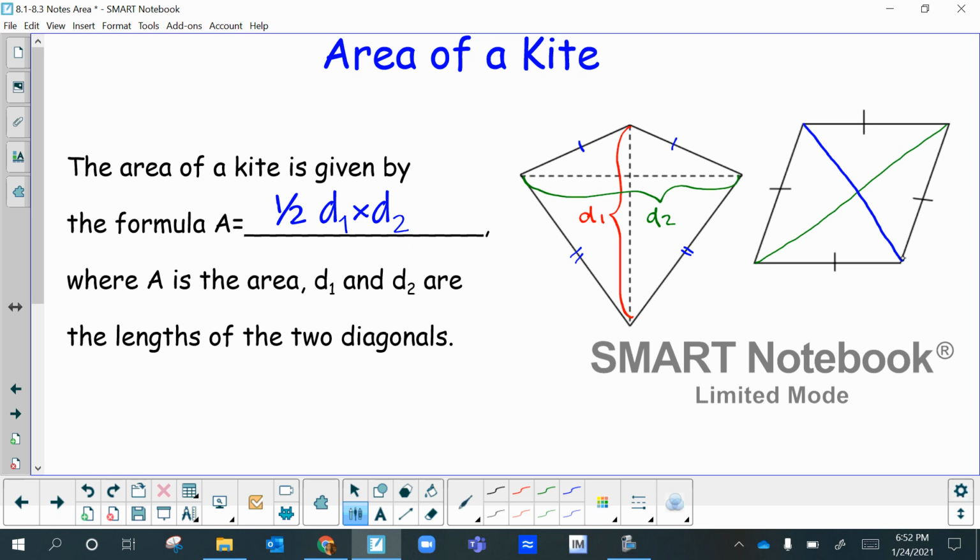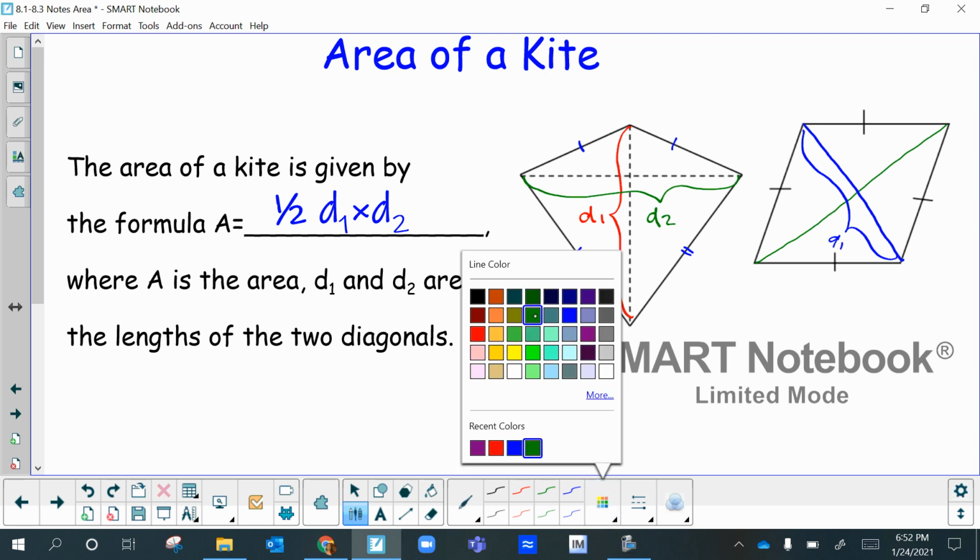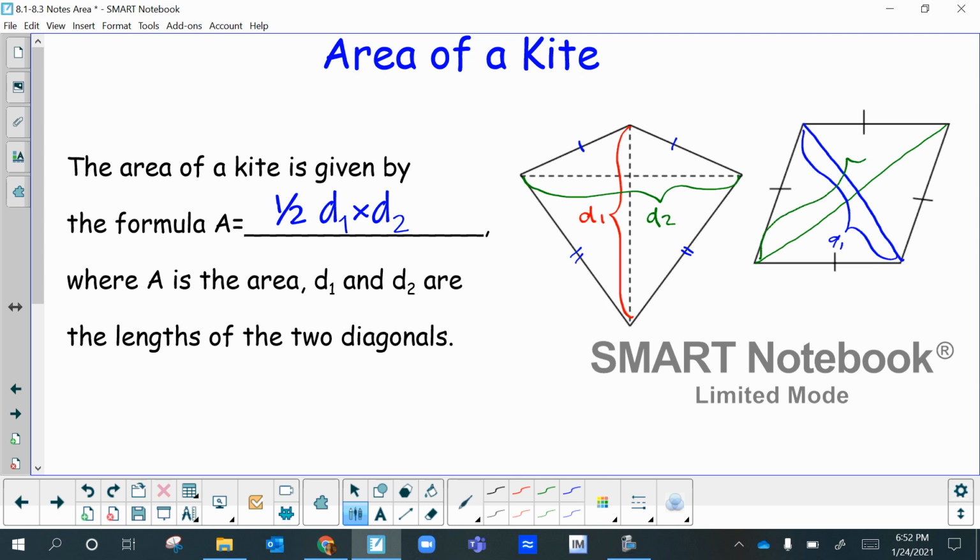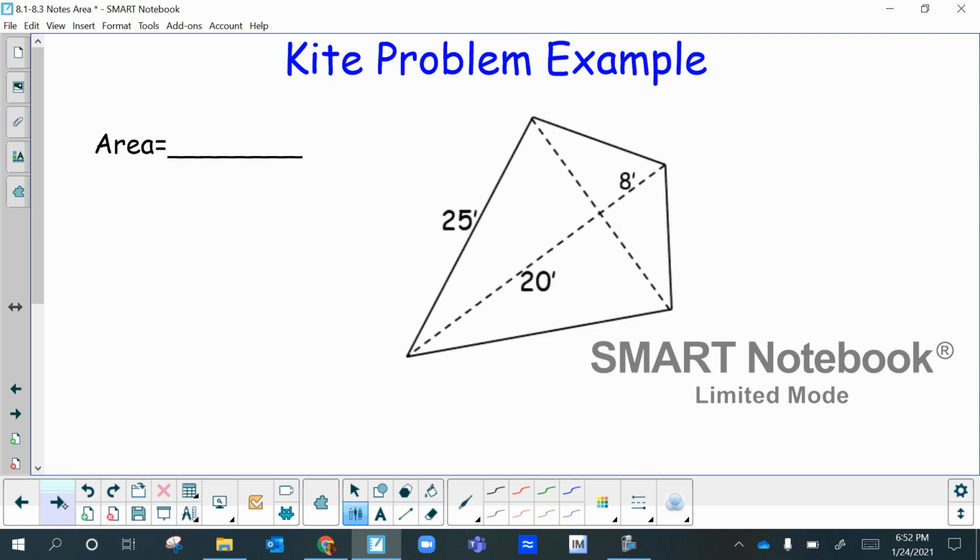Okay, now because it is a rhombus, you can still do your base times height because a rhombus is a parallelogram. So it depends on what's given in the situation. Okay, so you can use your diagonal formula or you can use your base times height formula. All right, so it depends what they give you, but I do want to show you that a kite can be used with the area of a rhombus and area of just a kite.